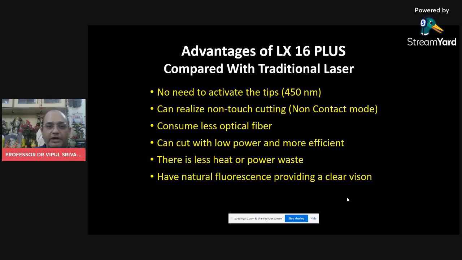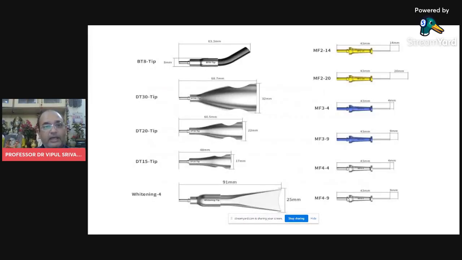Another advantage: since I'm not touching the tissue, I can use the tips more. These lasers come with different types of tips, and you can autoclave and use them again and again. It can cut with lower power, more efficiently, with less heat or power waste, and has a natural fluorescence providing clear vision. Again, they come in a package.